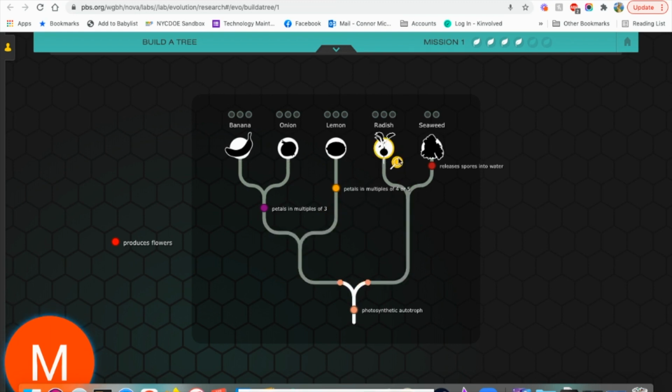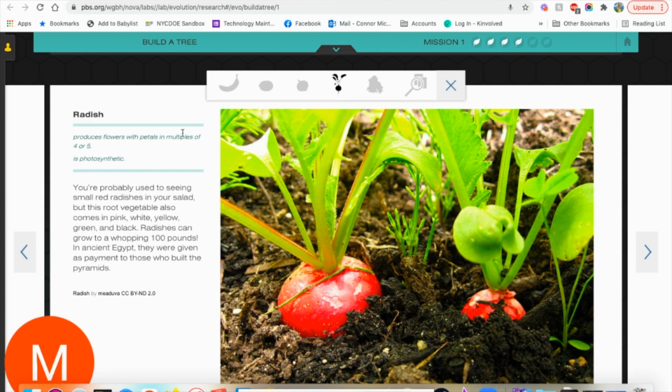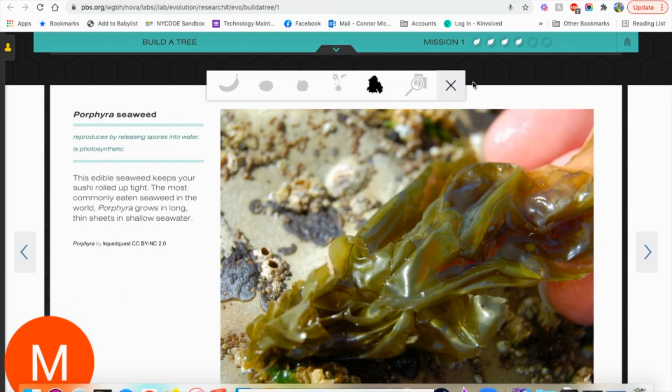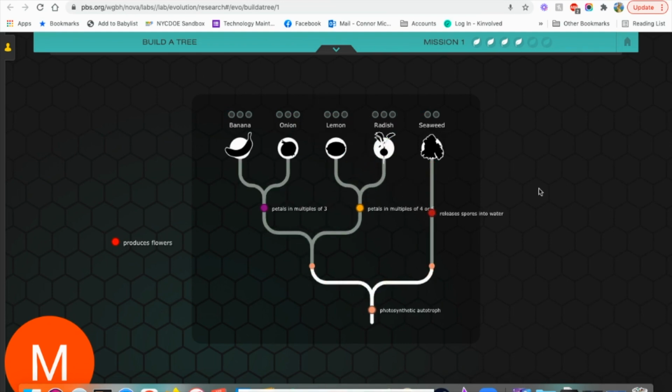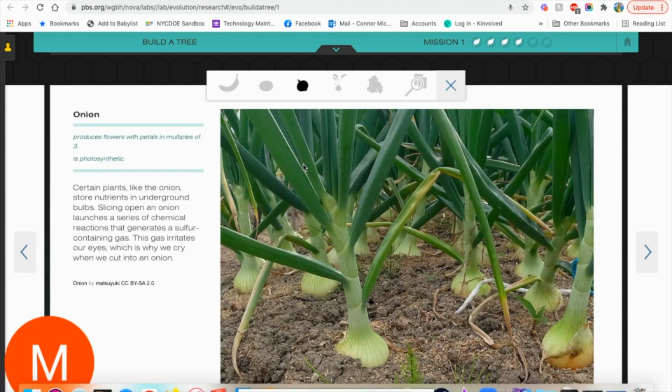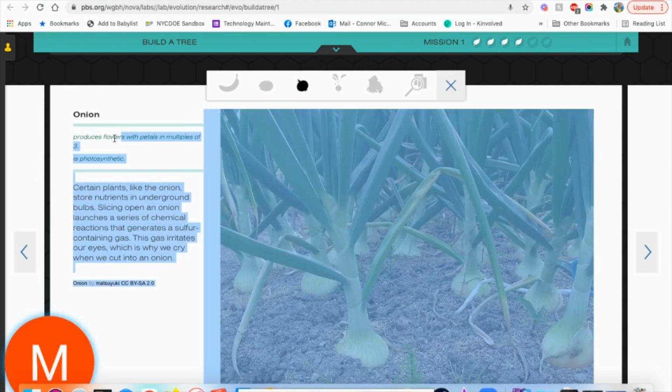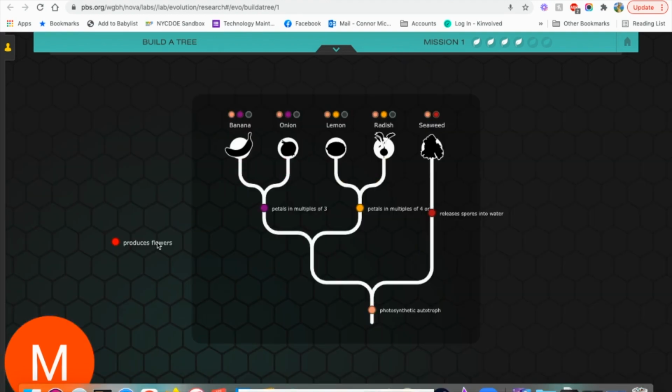Now I'm not sure about this radish. So the radish is also 4 or 5. Here we go. So seaweed's completely good. Now I notice that I have one more for all of these, and the only thing that's left is produces flowers. Now if we look at the search, it also says produces flowers. But when I originally looked at that, I didn't really notice that, to be honest. But I do notice that all of them are missing one over here. So this one has to go here.